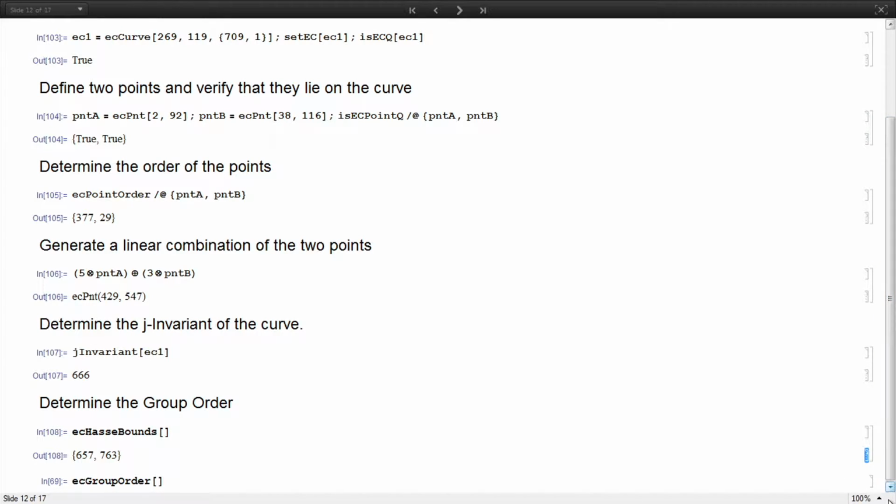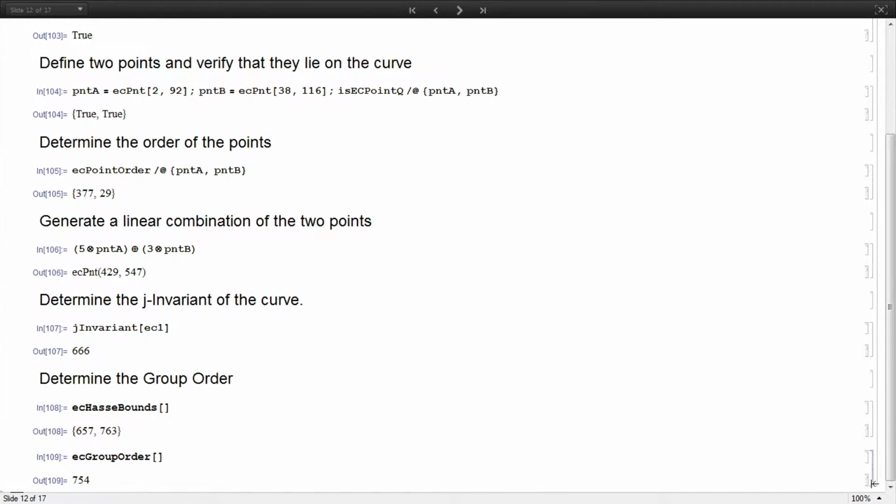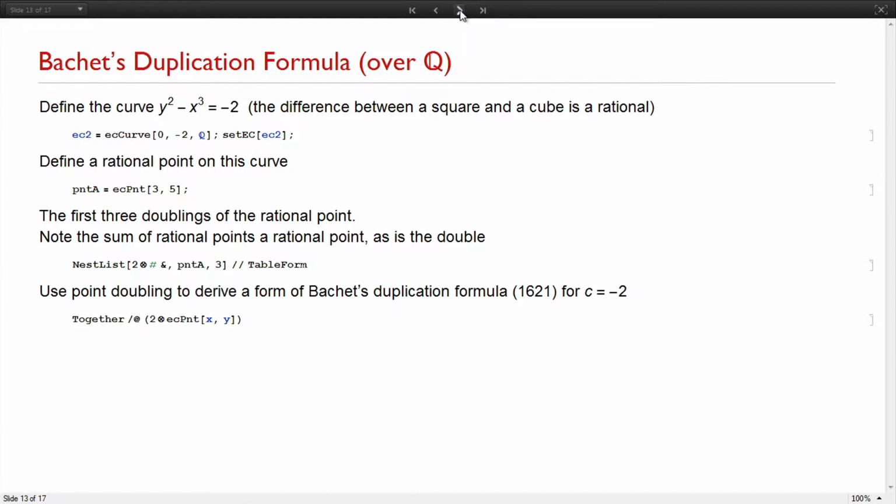Oops, got to execute the right thing. Yeah, so the actual order of this group, it has 754 points, including the identity. Okay, so this is all over a small finite field.